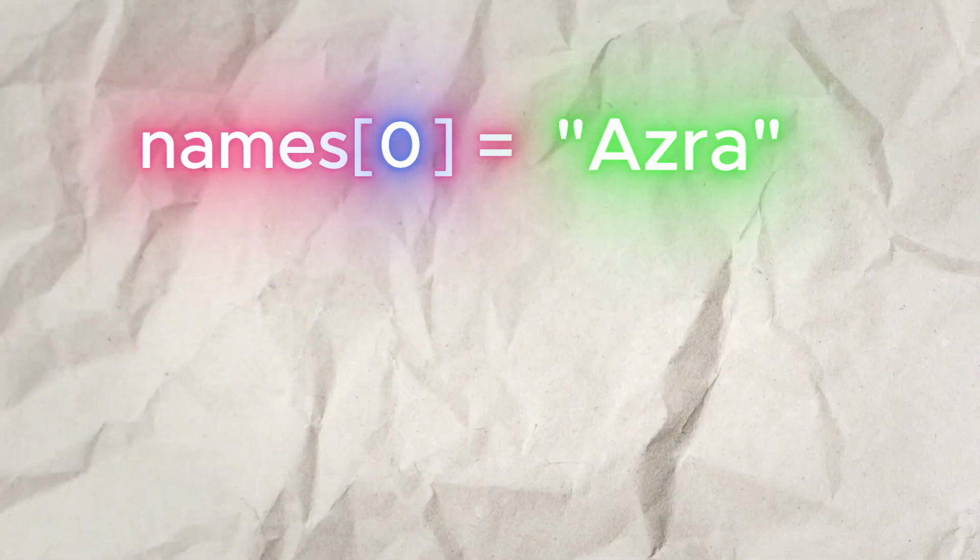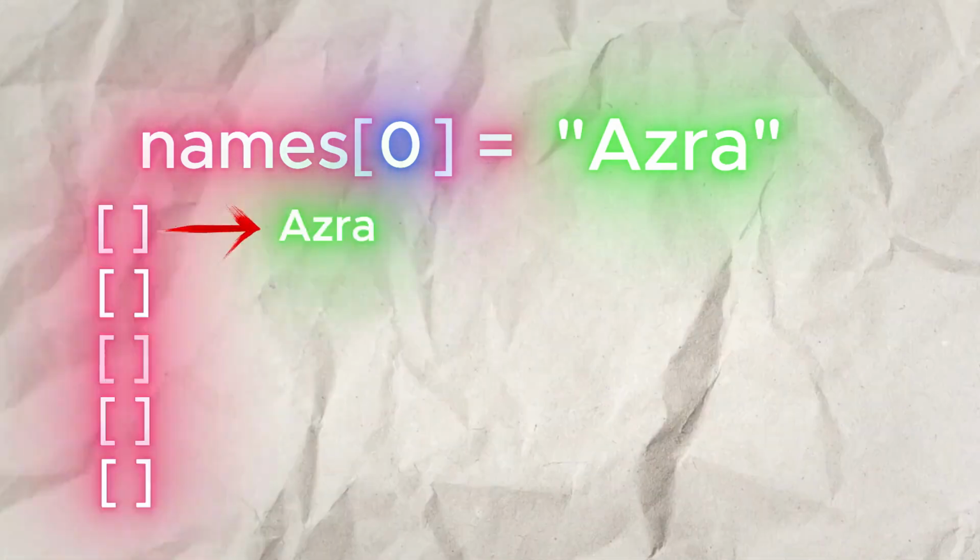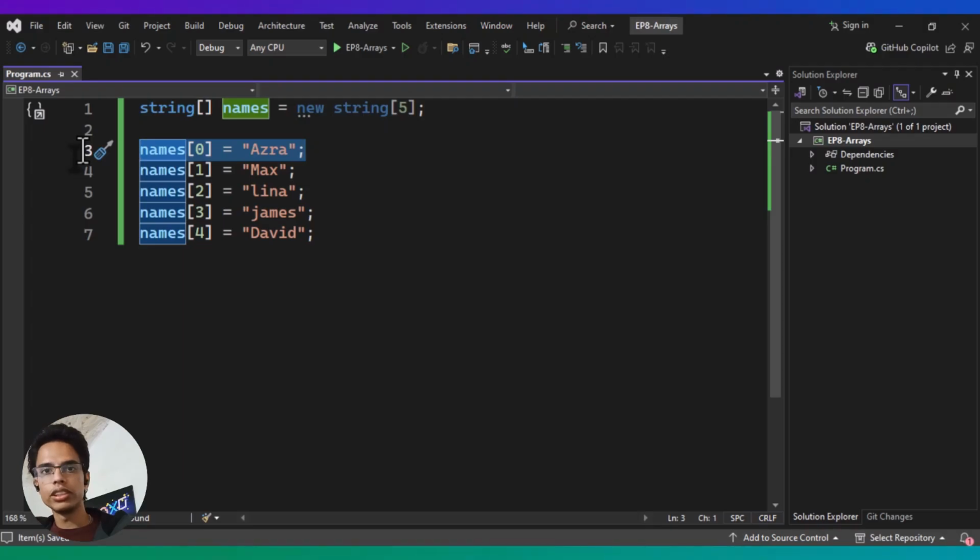So when I say names square bracket 0 equals Azra, I say the first item or box equals Azra inside the array. And you can also change that value later with this method.